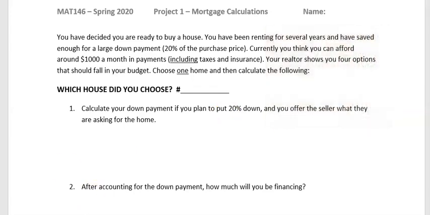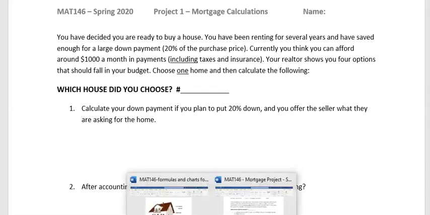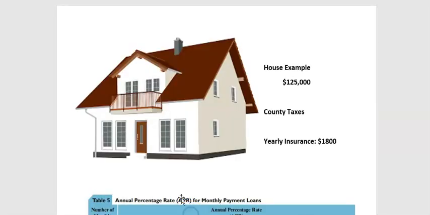And so, just so that I don't give anybody an unfair advantage, I am going to make up a house that I'm going to use. So what you would do is look at the PDF file that has the three or four different houses to choose from. And let's say that I'm going to use this house that's $125,000.